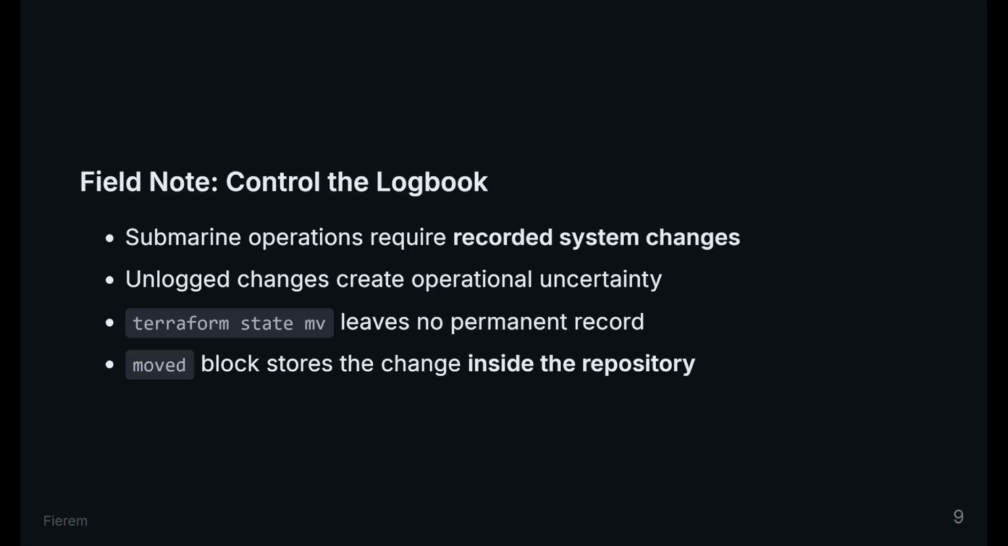On a submarine, you never change a critical system and then mention it later. You log the change, the reason, and the verifier because the next watch team inherits the consequences. Terraform state move is like making the change with no logbook entry. That produces fragile operations because the audit trail lives in someone's memory. A moved block is the logbook entry in the repo. That produces refactors that survive handoffs, vacations, and incident response.